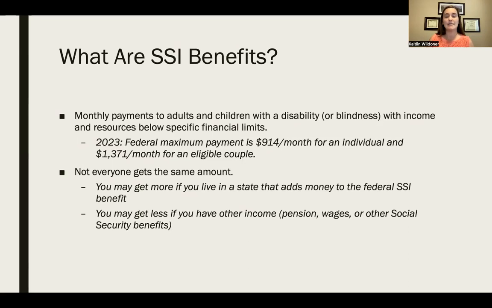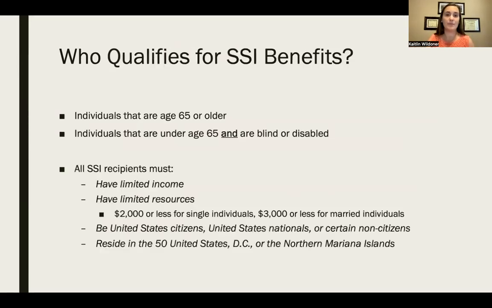You typically cannot receive SSDI and SSI concurrently, which is at the same time, unless your SSDI benefits are less than what you could receive on SSI. And so SSI will pay that difference. Okay. So let's say you would be otherwise eligible for the federal maximum payment at $914 a month, but your SSDI is only $500 a month. So you would get the $500 a month in SSDI and likely get the $414 a month for SSI to bring you up to that $914 a month. Okay. If your SSDI benefit amount is $920 a month, you wouldn't get any SSI. Okay, you're just going to get that $920 a month.